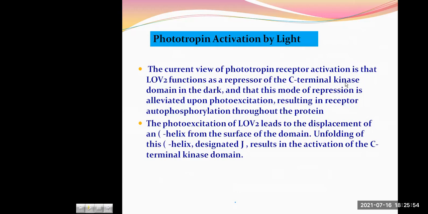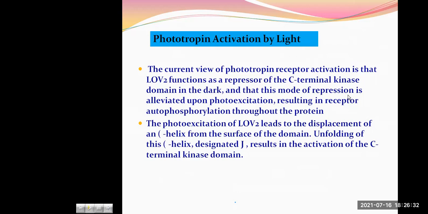The C-terminal acts as a kinase that is responsible for the addition of a phosphate group in the dark. This happens in the dark, and this mode of repression is elevated upon photoexcitation. That is, first, LOV2 functions as a repressor of the C-terminal kinase. LOV2 represses, or hinders, or stops the C-terminal from its activity of being a kinase, or an agent of autophosphorylation. That is, autophosphorylation does not occur in the dark.